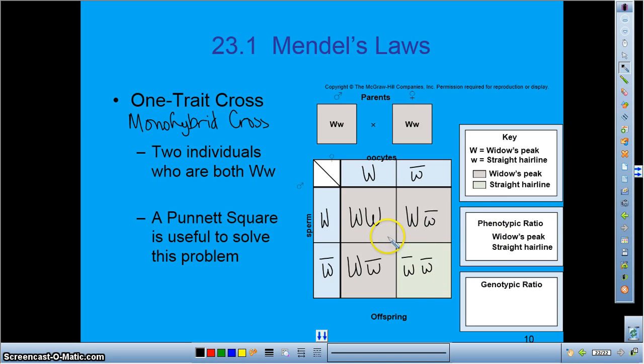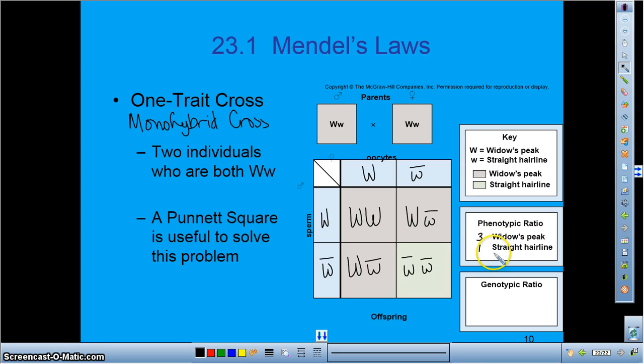So the ratio: there are several different ways you could write this. You could say that it's 75% widow's peak, 25% straight hairline. You could say it's in the ratio of 3 to 1. It's up to you how you write it, but you have to always tell me what it is. For example, if I want to write 3 to 1, I say 3 to 1. Widow's peak, I have to say 3 widow's peak.